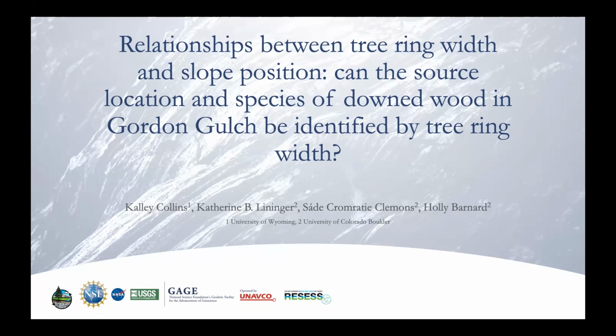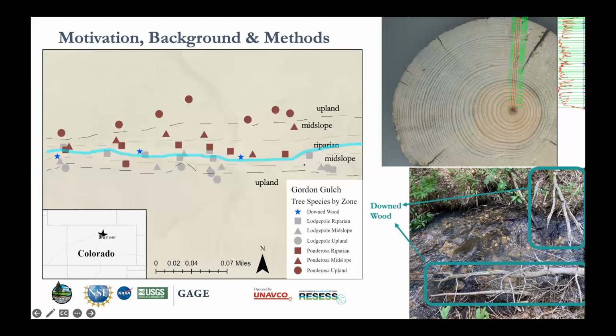So this summer, I spent most of my time trying to answer this question. Can you identify this random piece of wood laying in the river corridor? And to answer this question, we decided to work in Gordon Gulch looking at downed wood. Downed wood is fallen logs and trees. Sometimes, though, in downed wood, it's impossible visually to tell where the wood comes from without doing isotopic studies.